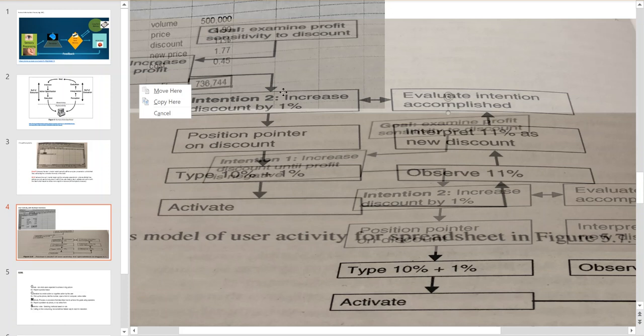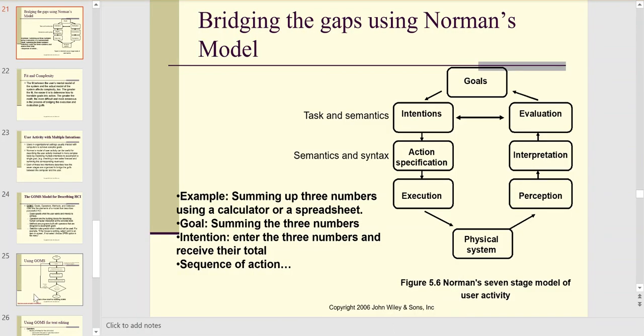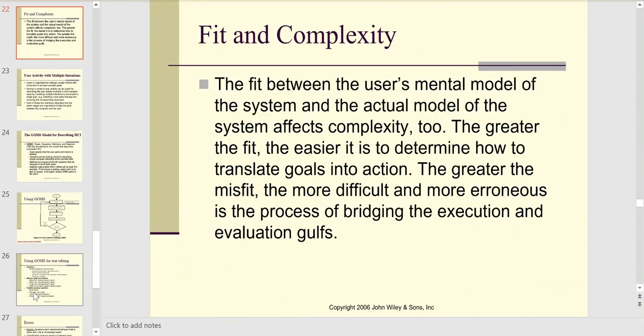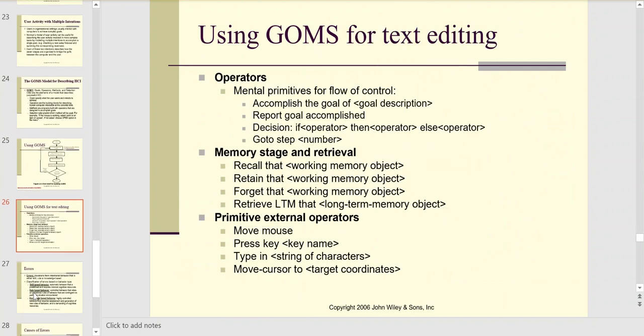So I have two intentions here. I have to increase the discount until my profit is negative. How is it done? Increase the discount by 1%. So I have to repeat it again and again and again. Physically, I have to go to the field and increase it one by one by one. So this is how it is done physically, and this is what is meant by multiple intentions. I think we have completed user activity with multiple intentions.